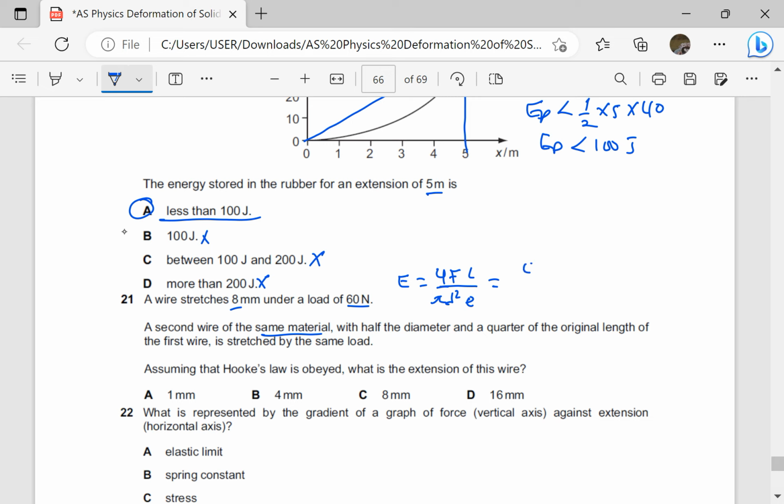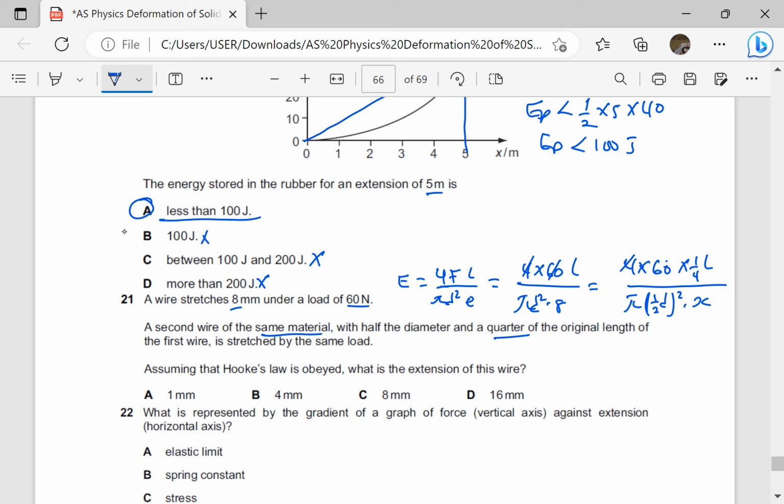For the first wire, it is going to be 4, F is 60, the length is L, this is pi d squared. I will not change the extension, so this is going to be times 8. So this should also be equal to the second wire. This will be 4 times 60, then times the length, which is a quarter of L, divided by pi. And the diameter is a half, so this will be a half d squared. Then times the extension, which is not known.